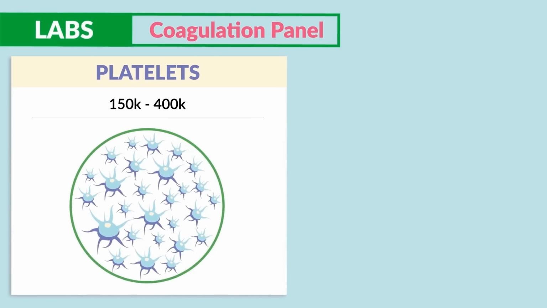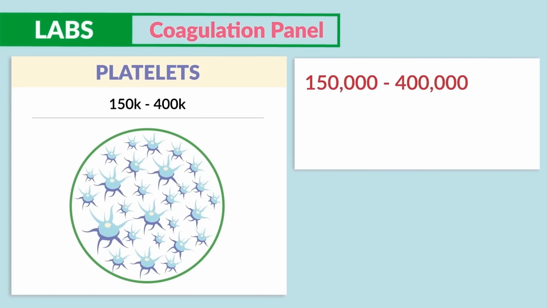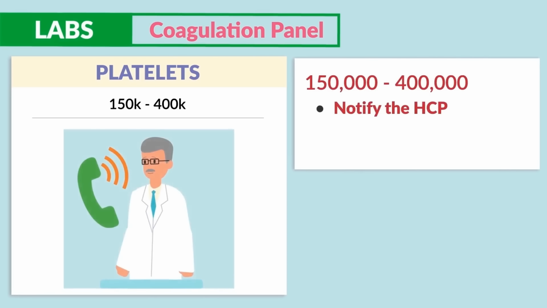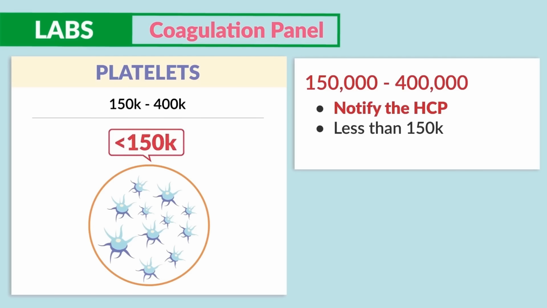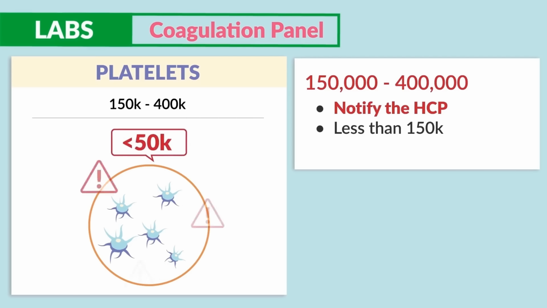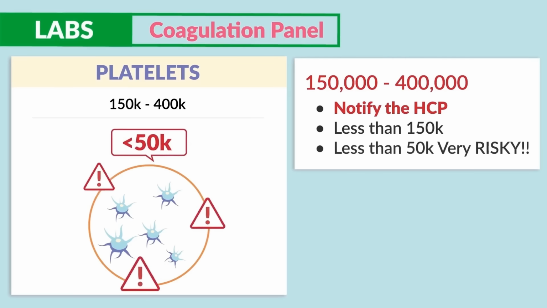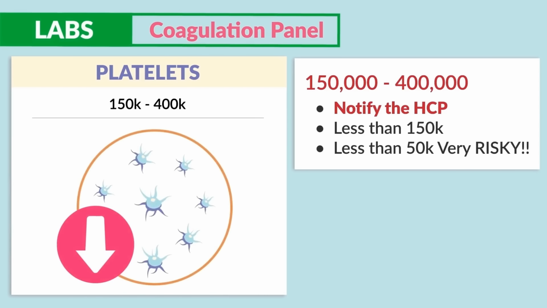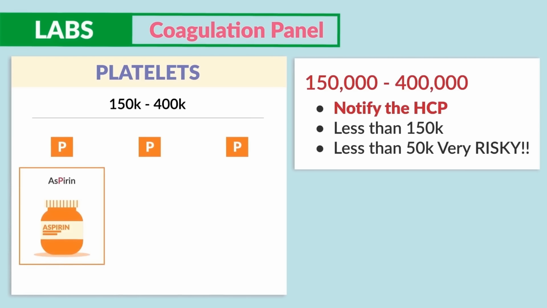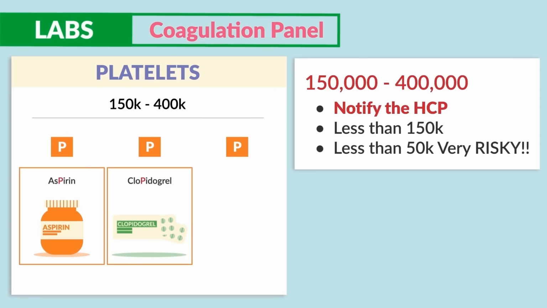So the platelets, the key numbers are 150 to 400, or 150,000 to 400,000. So we notify the HCP for anything less than 150. Now, anything less than 50,000 gets very risky. So we just say anything less than 50 gets very risky. The drugs that decrease platelets, just look for the P's here. Aspirin, clopidogrel, brand name Plavix, enoxaparin, our lower molecular weight heparin, as well as heparin. So be sure to write these down and look for the P's to know that they decrease the platelets.